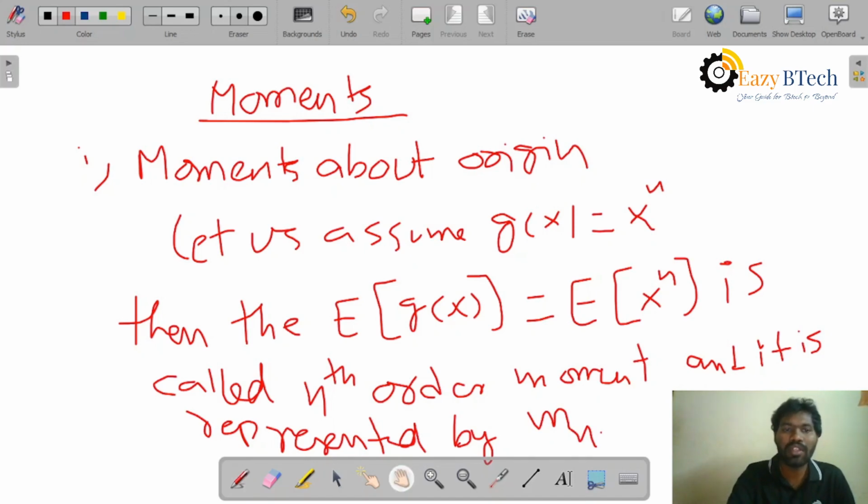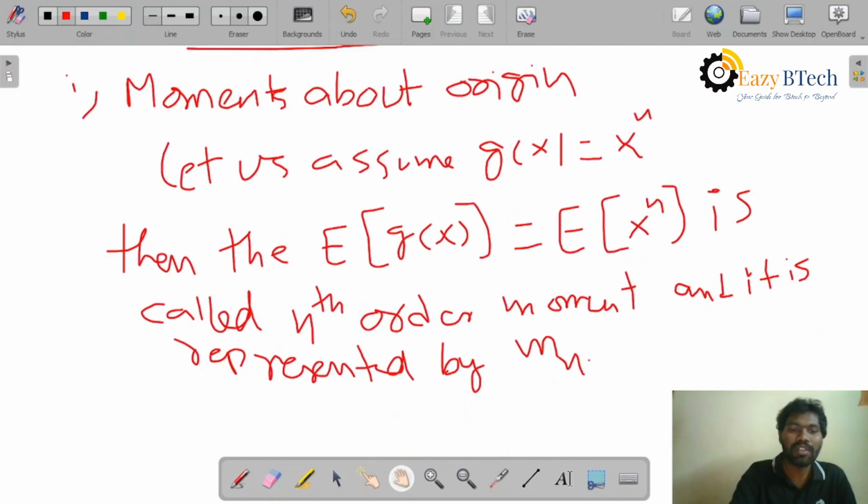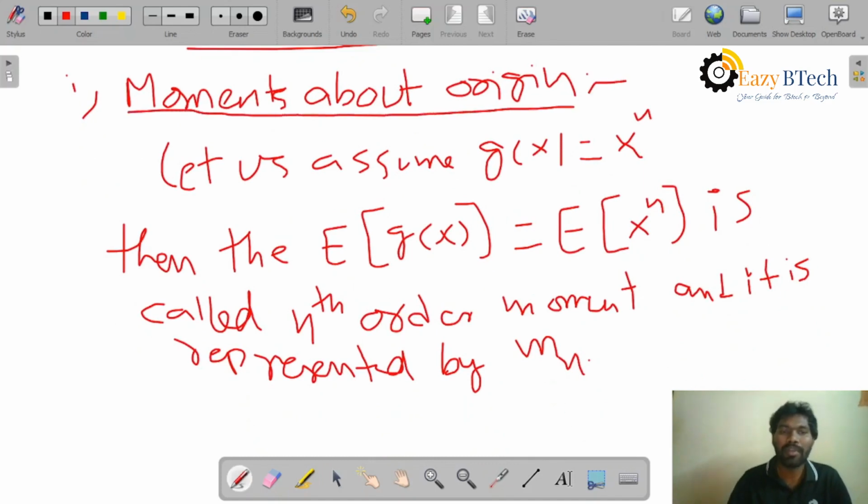So the basic definition is like this, and it is the main concept. Let us assume function g of x equal to x power n. Then the expectation of g of x, which is equal to expectation of x power n, is called the nth order moment, and is represented by m subscript small n.